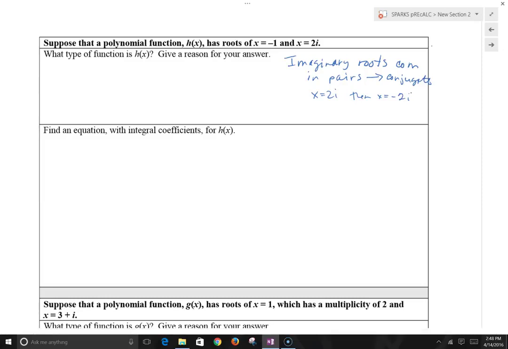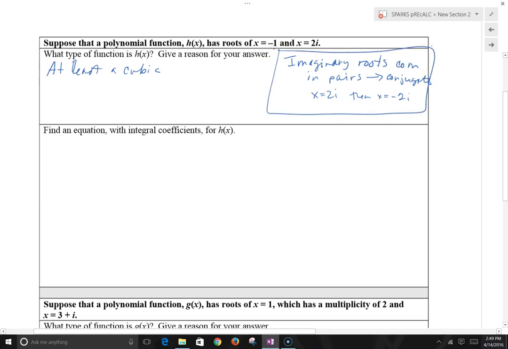It doesn't say they're all the roots, obviously, because we found another. So this is at least a cubic. And I think they're going to have us assume that there are no more roots than the complex conjugates right there. The reason we know there has to be at least 3 is because we're given 2, and then we know there's a complex conjugate for the third.